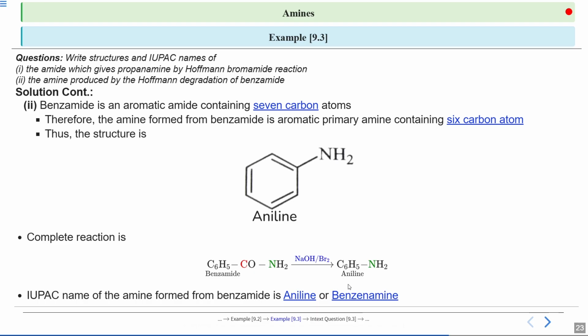So the IUPAC name of the amine formed from benzamide is either aniline or benzene amine. I told you, you will replace the e with amine. So this is either called aniline or benzene amine.